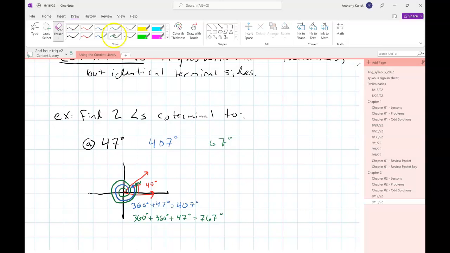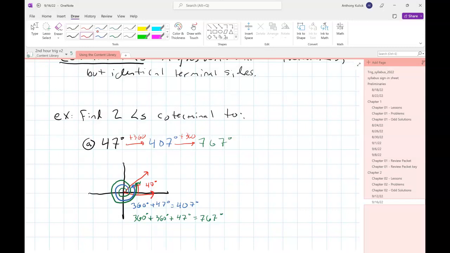Oh, I wrote the wrong number there. That's a 7. Do you notice any pattern between these three numbers? We're just adding 360 each time. So if I didn't want to draw the picture like we did, how can I generate coterminal angles? Just keep adding or subtracting 360 and it'll keep giving you coterminal angles.